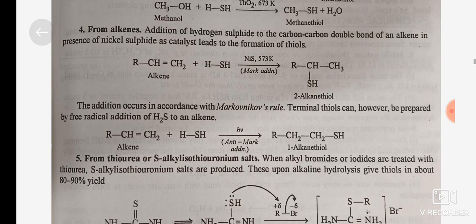Fourth, from alkene. Addition of hydrogen sulfide to the carbon-carbon double bond of an alkene in the presence of nickel sulfide as catalyst leads to the formation of thiol. Alkene plus H-SH in the presence of NiS at 573 Kelvin will give 2-alkane thiol. The addition occurs according to Markovnikov's rule. Terminal thiols can however be prepared by free radical addition of H2S to an alkene. Alkene plus H-SH, according to anti-Markovnikov's rule, will give 1-alkane thiol.